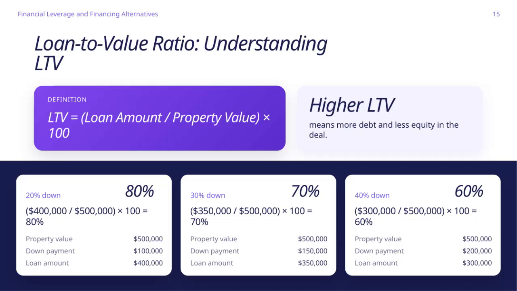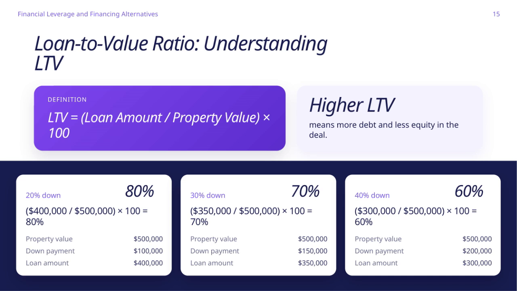Let's talk about the loan-to-value ratio, or LTV, which is a key concept in real estate financing. LTV is calculated by dividing the loan amount by the property value, and then multiplying by 100 to get a percentage. Essentially, LTV tells us how much of a property's value is financed through debt. A higher LTV means you're borrowing more money relative to the property's value, which also means you have less equity, or your own money, invested in the deal.